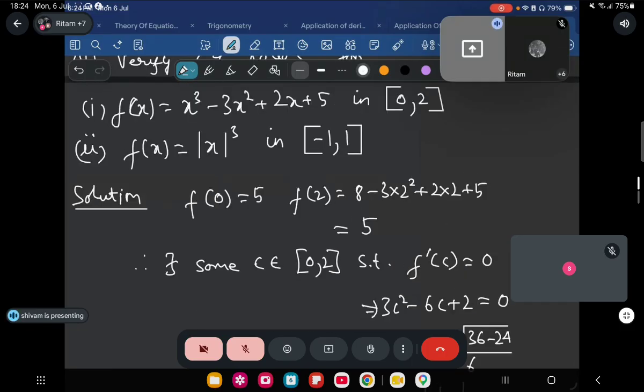f of x equal to mod x cube. Quickly solve, everyone. Yes. Devatri, your answer is correct. Devatri, since the mod is given, you have to check. Oh, yes, you have checked it. Yes, it is correct. Yes, Sarthak, your answer is correct.